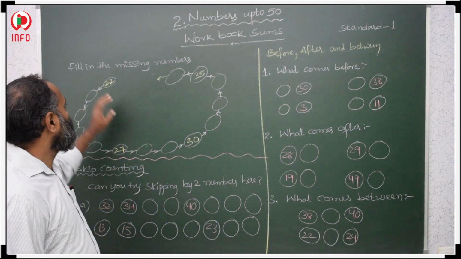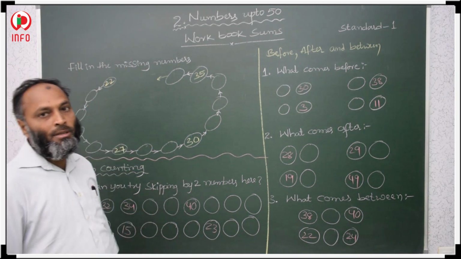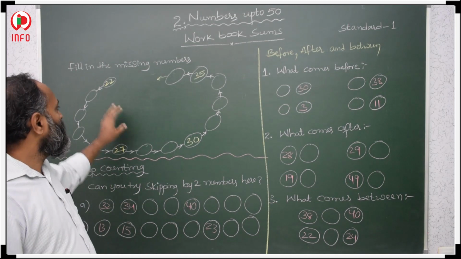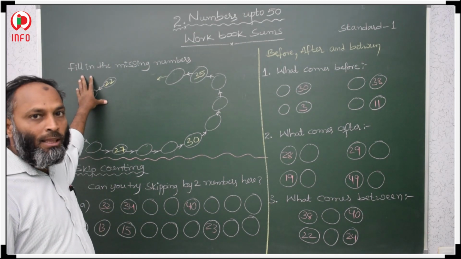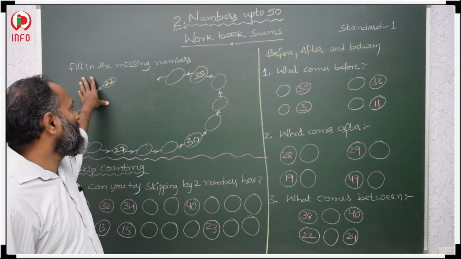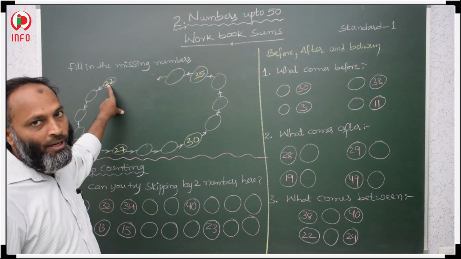Yes, now friends, one more time we are given missing numbers. Missing numbers we have to write. Here in the round circle some numbers are given, some are missing. Those missing numbers we have to find and fill in. So where does it start from? Here it starts from 22.